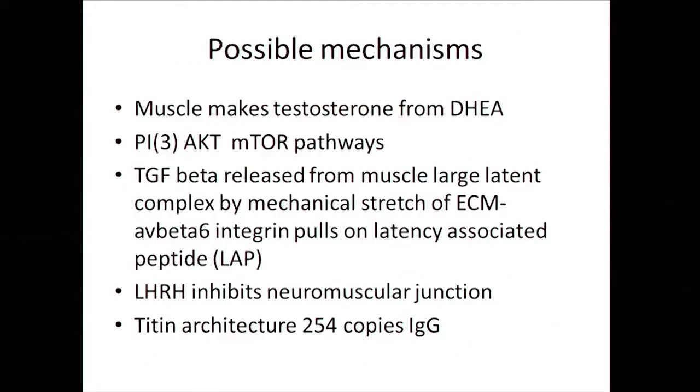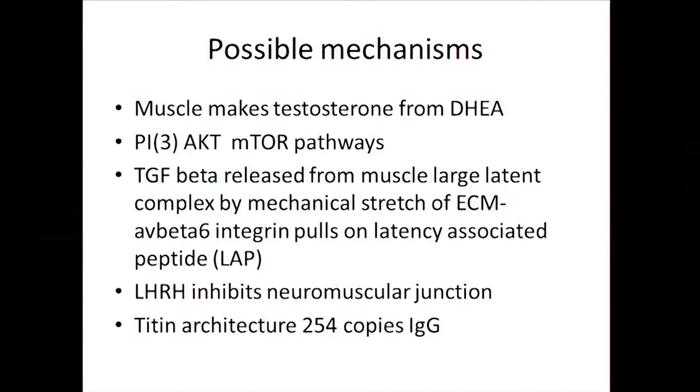Possible mechanisms. Muscle can make testosterone from DHEA. There are various pathways there. The TGF-beta is actually released by a mechanical stretch of the extracellular matrix. And there's a number of other potential mechanisms, but the important thing is that when the single case changed exercise from a mixture of short and long length, the typical gym exercises, to exclusively the short length by Delorme, fatigue dropped by 80%. Huge drop in fatigue. And we don't have a lot of good ways to deal with fatigue.